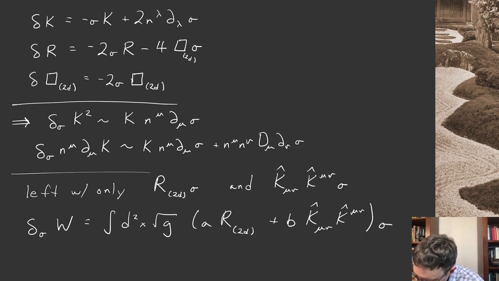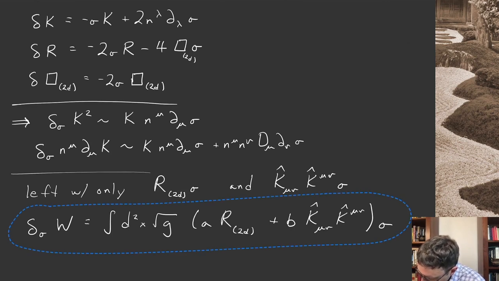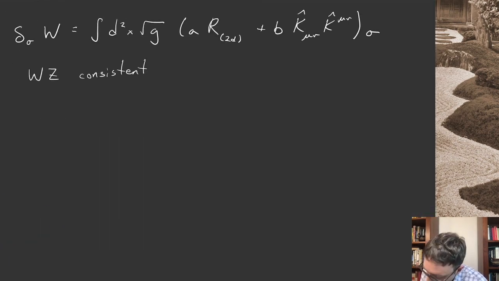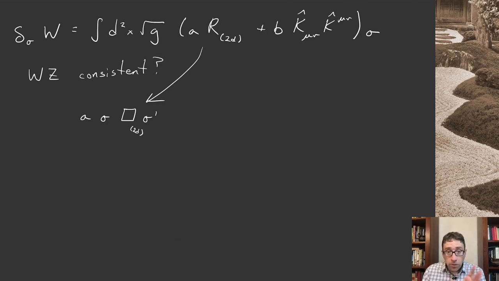Right, so let's think about these two bits and see whether this is really a consistent effective action. Doesn't look like we can cancel any of it with counterterms. Is it Wess-Zumino consistent? That's the question. So this piece is going to transform to A sigma box sigma prime, where this is the 2D box. So we can integrate that by parts. And so it looks Wess-Zumino consistent provided A is constant.